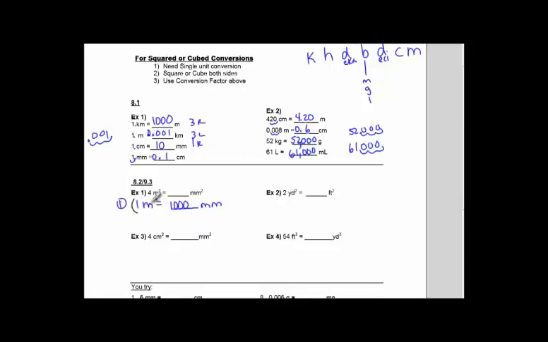Now we're going to square both sides, which would mean that we would have found that 1 square meter is equal to, and when I square this, 1,000 times 1,000, I'm going to end up with 6 zeros, which gives me 1,000,000 square millimeters. So now we want to convert 4 square meters to square millimeters. So what we want to do is we're going to use that unit fraction or unit factor.